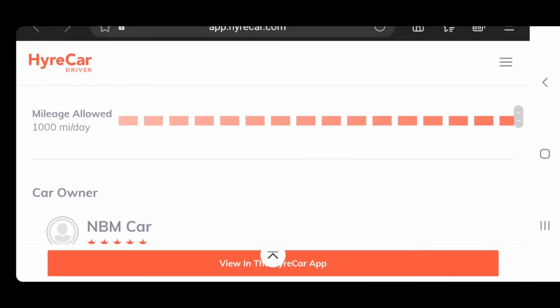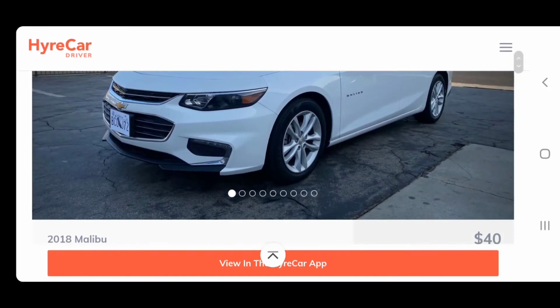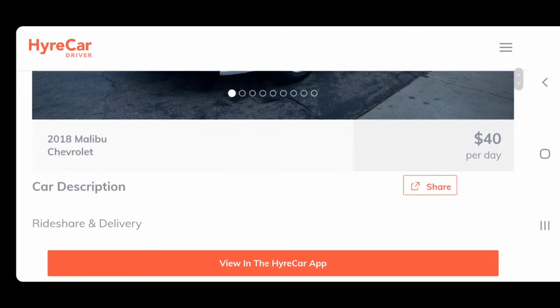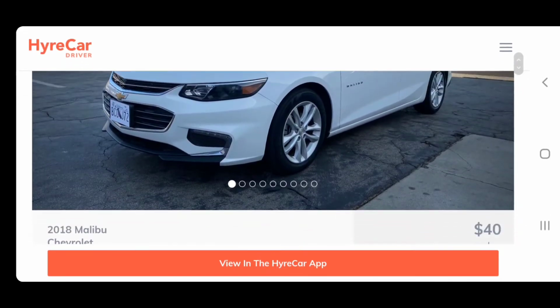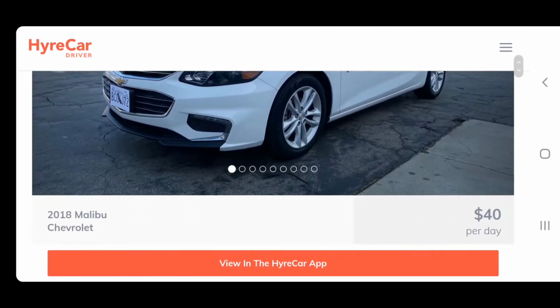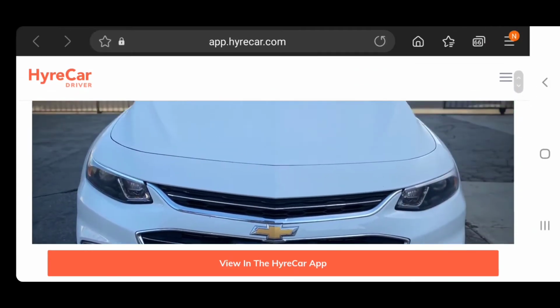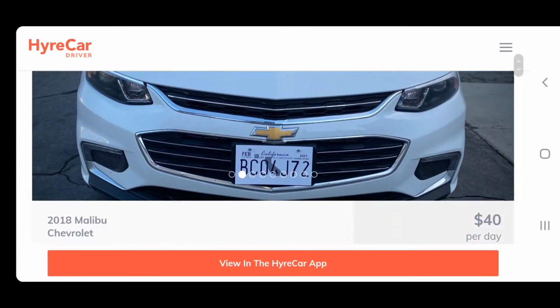And like I said, this one actually allows 1,000 miles per day. $40 per day for 1,000 miles per day. Awesome. 2018 Malibu Chevrolet. Let's look at their pictures. So scroll to the next pictures. Okay. Nice looking car.